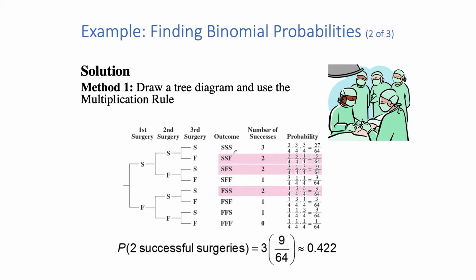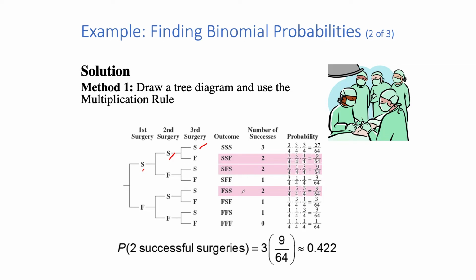SSS, which essentially says success, success, success. So the first one is successful, second one is successful, third one is successful. SSF means I end up in this sequence of outcomes where the first 2 are successful, the third is a failure. Okay. And so on. So I can count up the total number of outcomes where the total different outcomes are there.